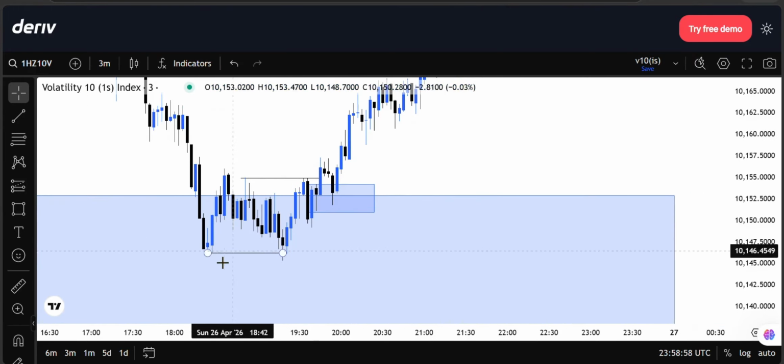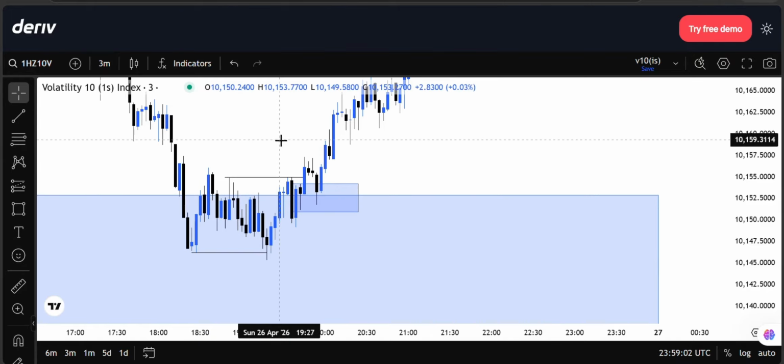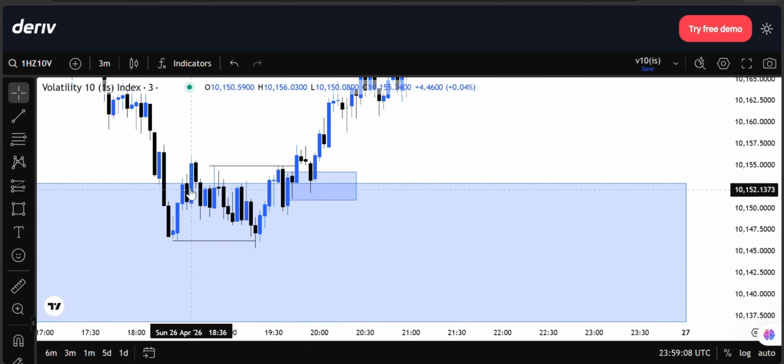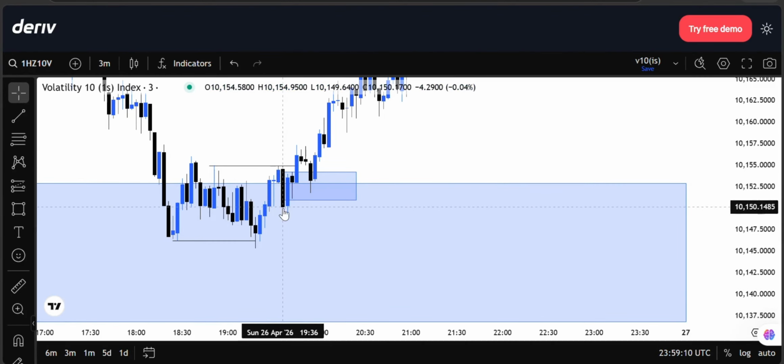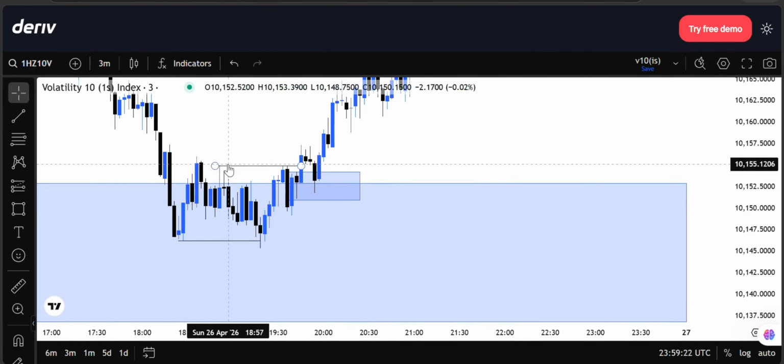We saw a change of character. Where did the change of character happen? The change of character actually happened here. This is where we have the change of character. So we have this break to the upside, and this previous high was taken.